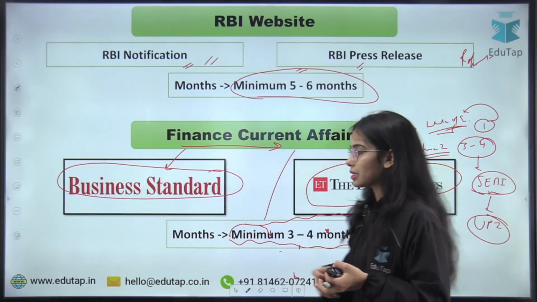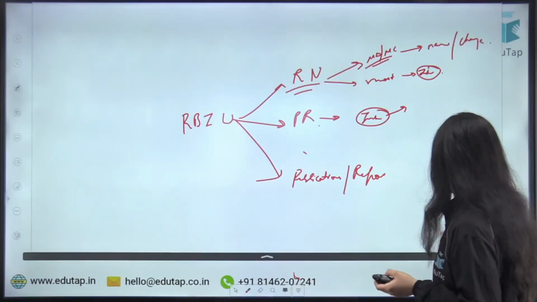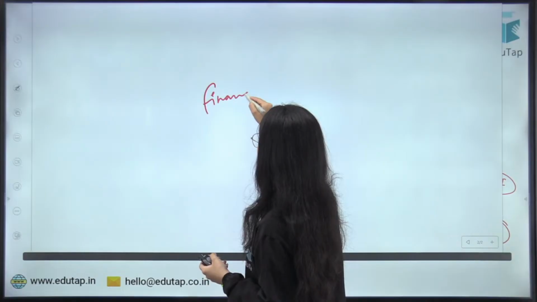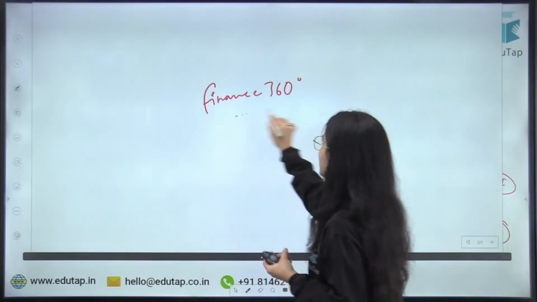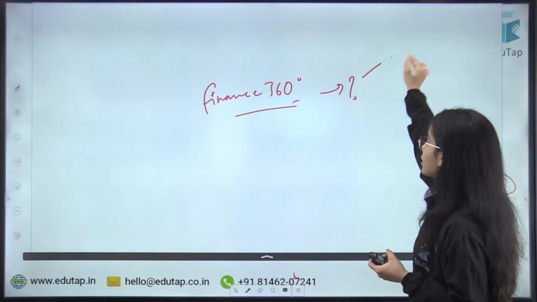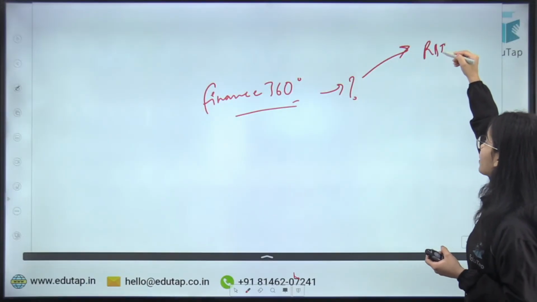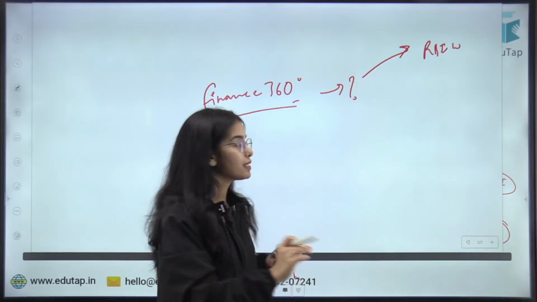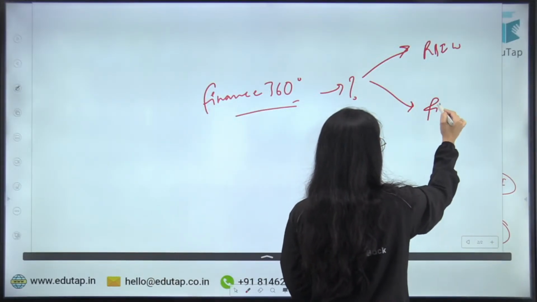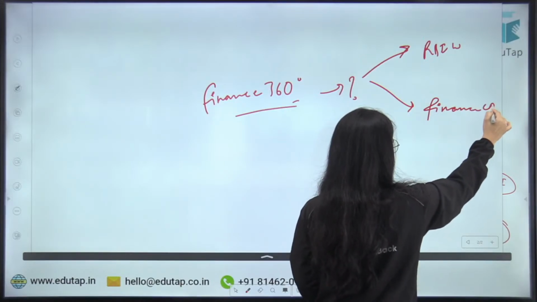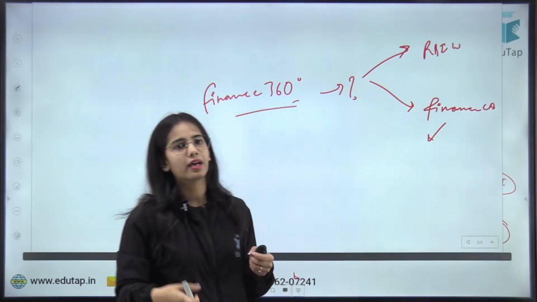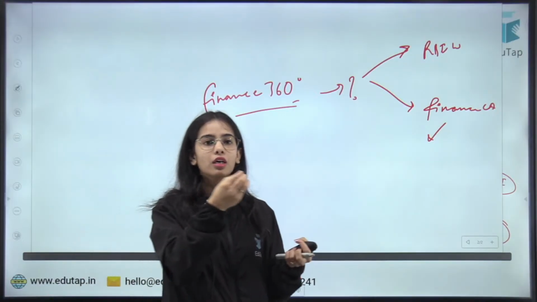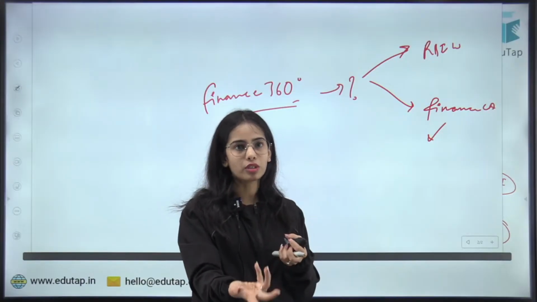Now, is Finance 360 enough for finance current affairs? First of all, see, in the Finance 360 degree, what do we cover? We cover the RBI website, the RBI notifications, RBI press releases, the RBI reports and such, as well as the finance current affairs. The finance current affairs are the SEBI articles, IRDAI articles and such that are relevant from the whole economy perspective, or relevant in relation to the Reserve Bank of India.